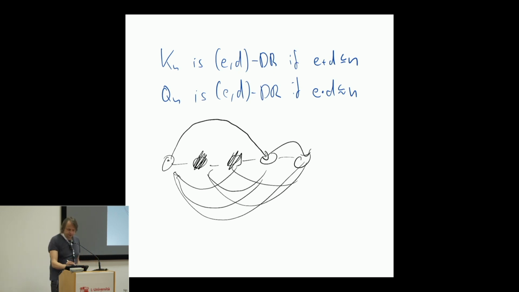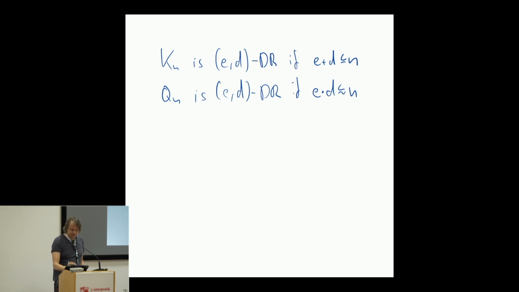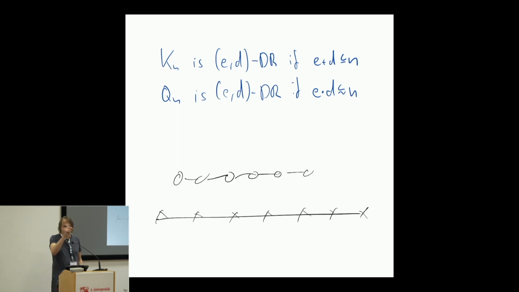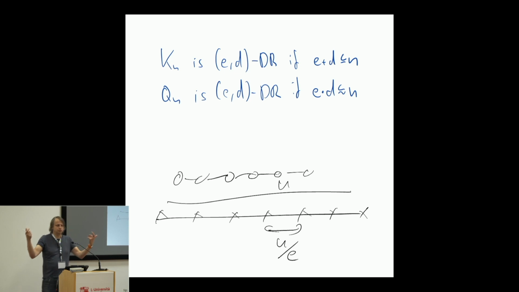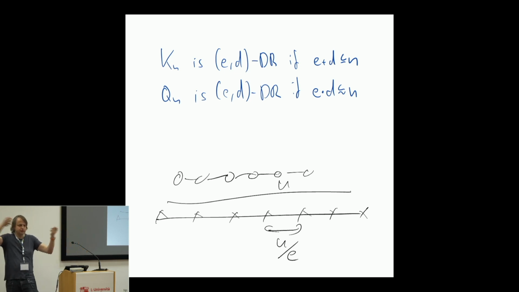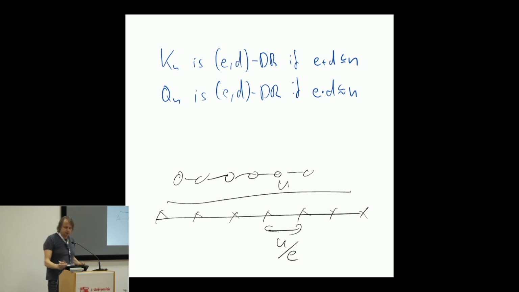What about the path, not the complete graph? The path is extremely non-depth robust, because if I have such a path and I remove e equidistant nodes on it, then the longest path is no longer n, but only something like n divided by e. Because I basically chopped up the path of length n, by removing e vertices, into e disjoint paths of length n over e. So the path is only (e,d) depth robust as long as e times d is basically n, plus some rounding errors. Okay.